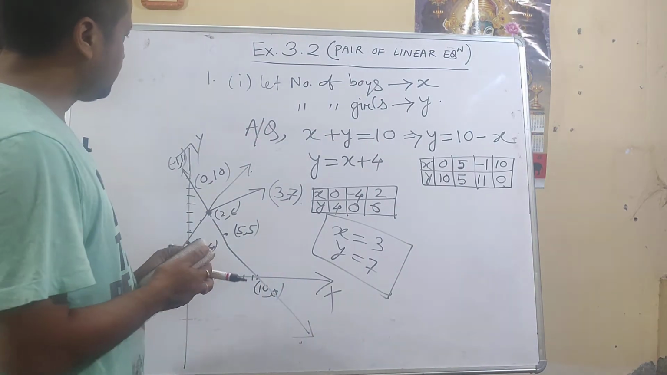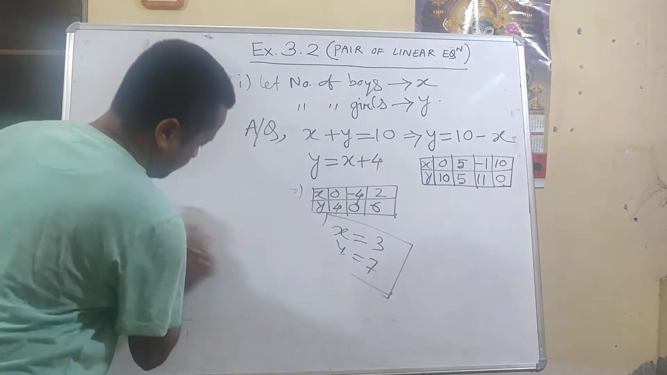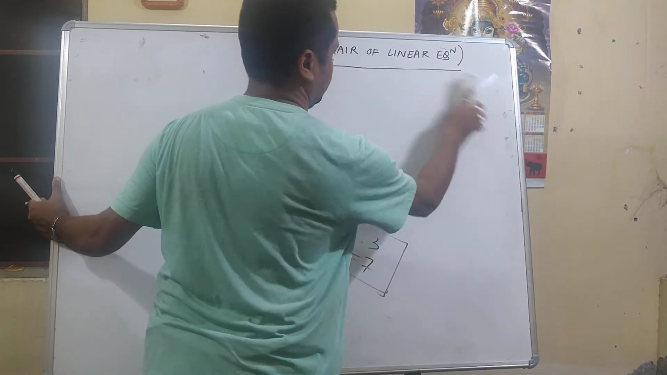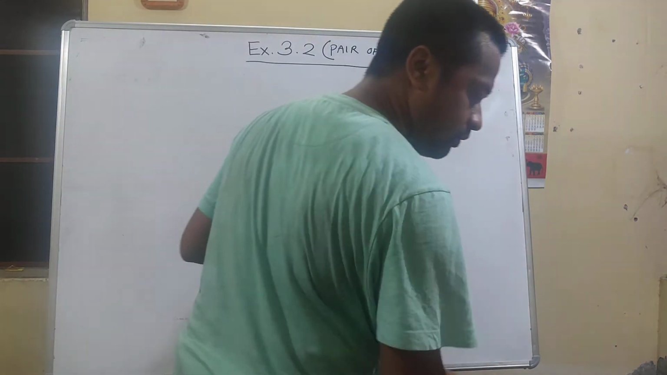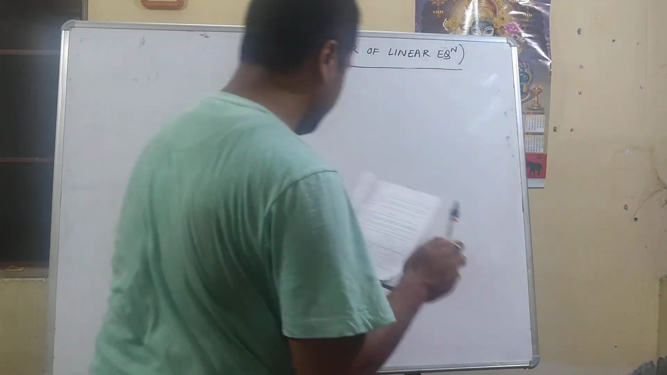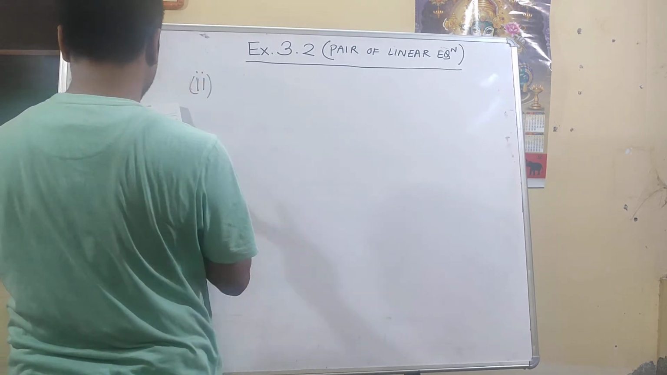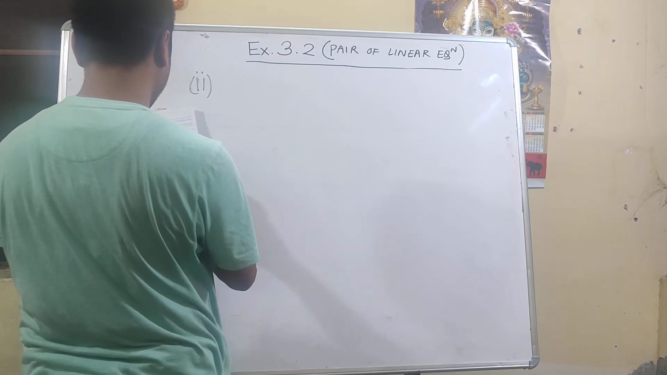So like this we can do the rest of the questions. So let us go quickly. Number 2, 5 pencils and 7 pens together cost rupees 50, while 7 pencils and 5 pens cost rupees 46. Find the cost of one pencil.